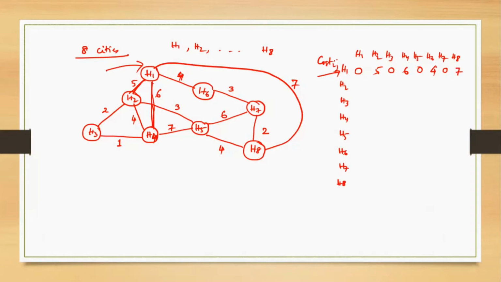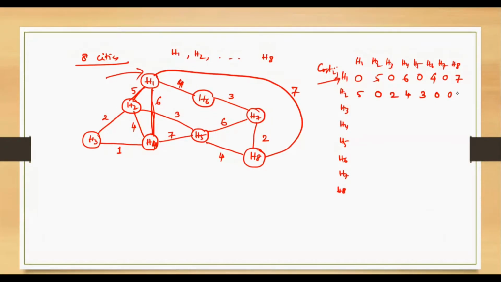As it is an undirected graph, H1 to H8 has the same significance as H8 to H1. So please be careful because it is not a directed graph. Here H2 to H1, yes, that cost is 5. H2 to H2 is 0 because there is no self-loop. Then H2 to H3, yes, it is 2 units. H2 to H4, yes, it is 4 units. H2 to H5, yes, it is 3 units. H2 to H6, it is 0. H2 to H7, it's a big 0. H2 to H8, it is also 0.